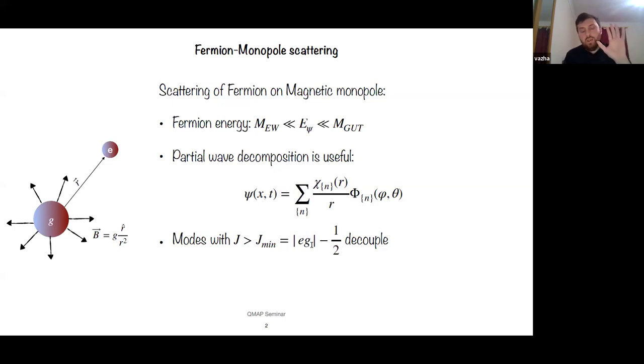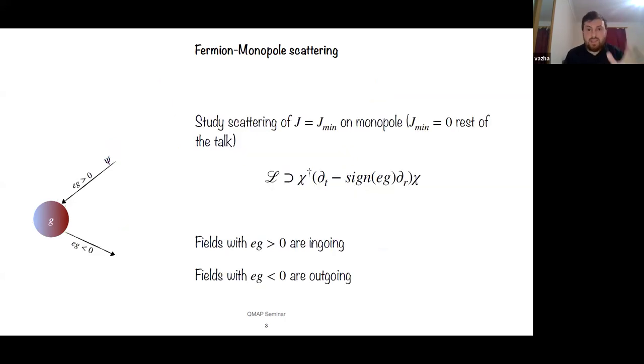Now, I will assume that these modes will not contribute non-trivially in the scattering process. As a result, I will just study scattering of the lowest angular momentum modes on the monopole. And just for simplicity, I will assume that this is the minimal GUT monopole and the minimal angular momentum is 0. So we just have S waves.